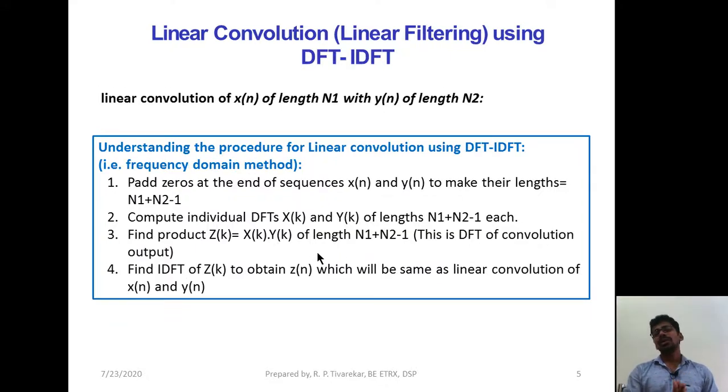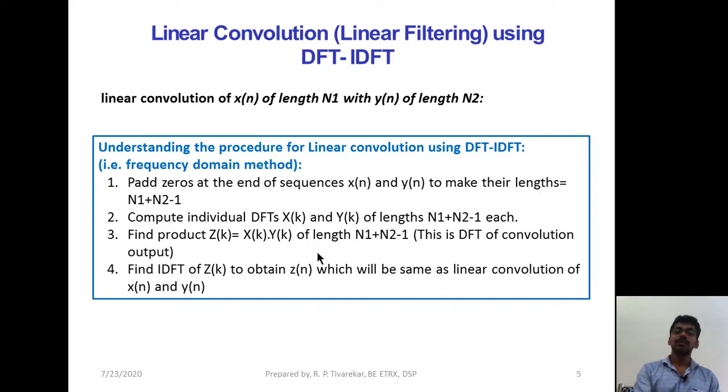Now, to perform linear convolution or linear filtering using the DFT IDFT method, we have to go to the frequency domain instead of using the time domain. Why do we use DFT IDFT for performing linear convolution? The reason is that efficient algorithms for computation of DFT and IDFT are available. So it is feasible to perform linear convolution with the DFT IDFT method instead of a time domain method. The procedure will be somewhat similar.